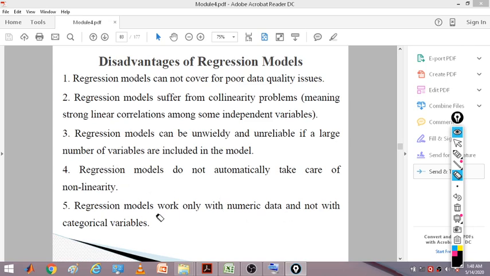Okay. So regression models work only with numeric data and not with categorical variables. So always it is expecting to have numerical data. Like in the previous chapter we have seen the decision tree, okay, so sunny, rainy, all those values. It will not work out with that. It always expects to have a numeric value. Okay, so that is a drawback here.